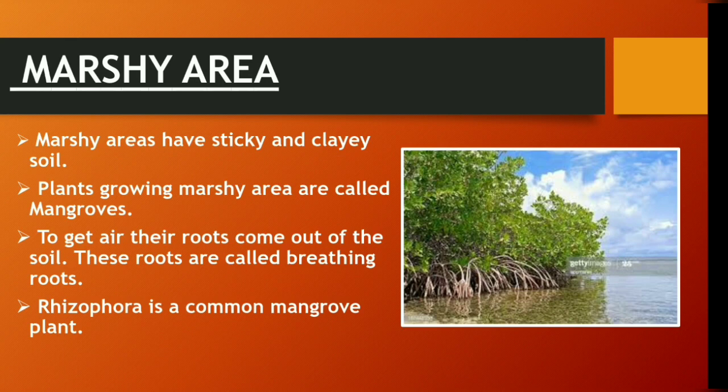Just like you can see in the picture, the soil is very sticky and clayey, and the roots, to get the air to breathe, come out of the soil, and that's why they are known as breathing roots. To get air, their roots come out of the soil. These roots are called the breathing roots. Example of mangrove is the rhizophora plant.